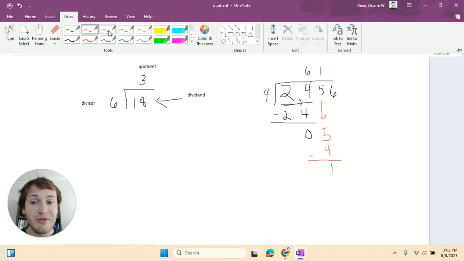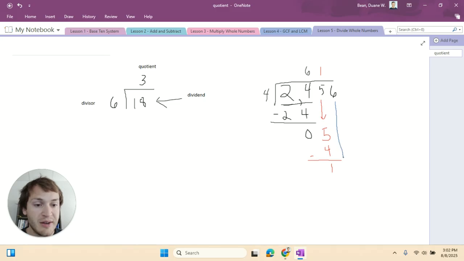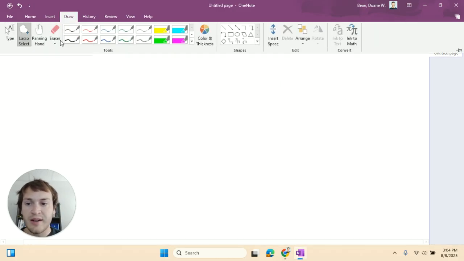And then just like before, we're going to bring our next digit down. That's going to be 6. So now we've got 16. How many times does 4 go into 16? Well, 4 goes into 16 4 times. And then 4 times 4 is 16. We subtract those, and we get 0. There is nothing else that we can bring down, right? There's nothing after that 6. So we're actually done. Our answer is 614. Awesome.